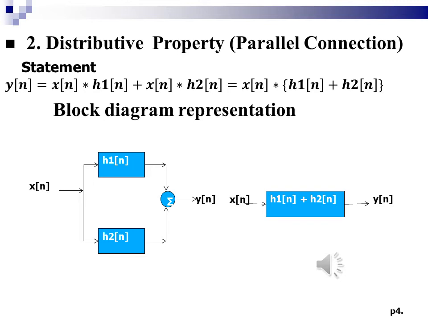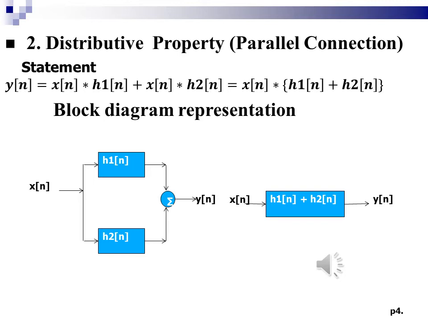As you can see in the block diagram, if we have input x that is applied simultaneously to two systems h1 and h2, and their outputs are added together to get a resultant output, then we say that the two systems are connected in parallel. So this whole system can be replaced by a single system which is having the impulse response h1 plus h2.